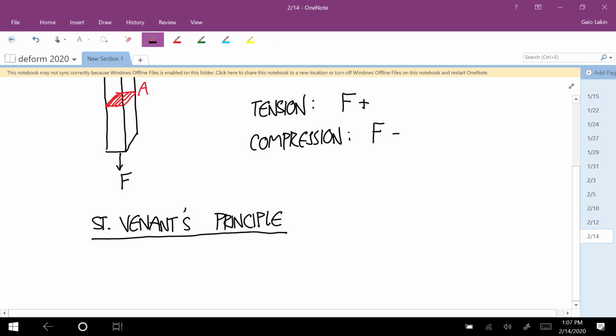What? I don't think it's a saint. I think it's a guy's name, unfortunately. That would be cool if it was a saint.